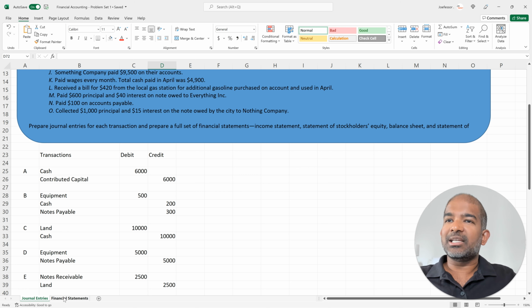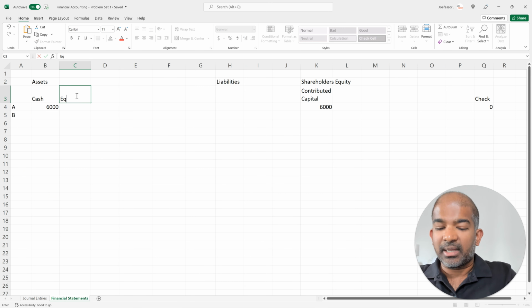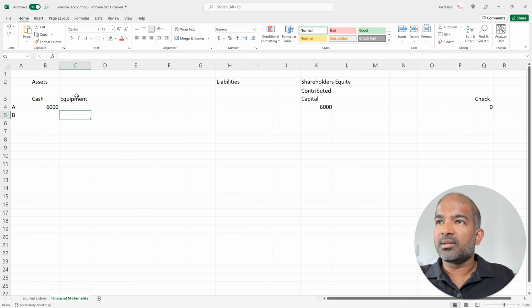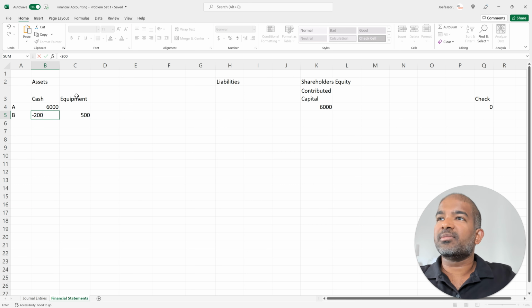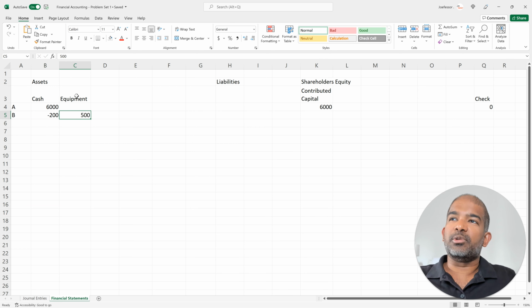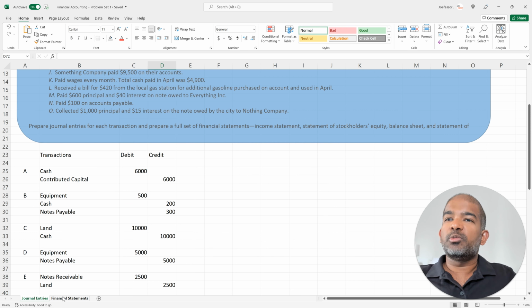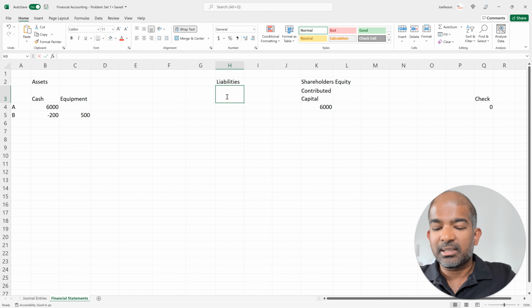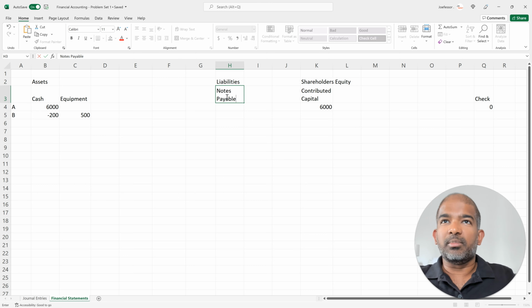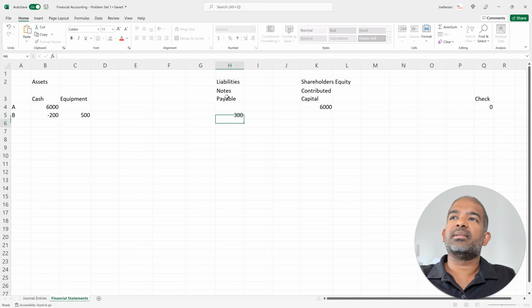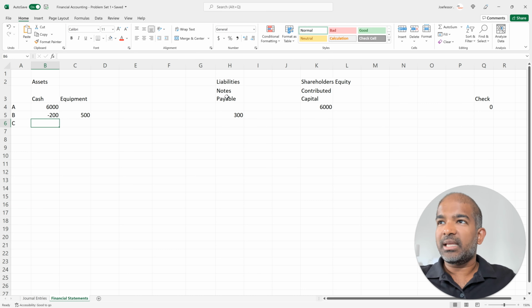equipment of 500, cash goes down 200, and notes payable of 300. So we're going to create a new account here, equipment of 500. Cash goes down 200. Instead of saying I'm going to credit cash 200, I put a negative 200 here because I'm going to use this to calculate the total balance. The third account was a notes payable of 300. So that's a liability. Notes payable of 300 there.